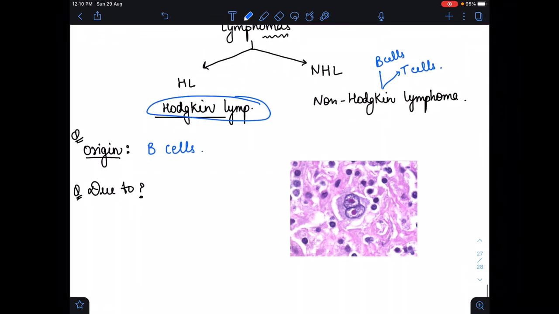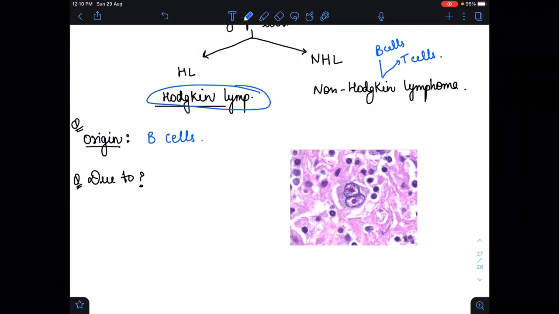And what is the cause of the Hodgkin lymphoma? The cause of Hodgkin lymphoma is Epstein-Barr virus. Please remember it. Epstein-Barr virus is the cause of Hodgkin lymphoma. And what is the characteristic finding you find?